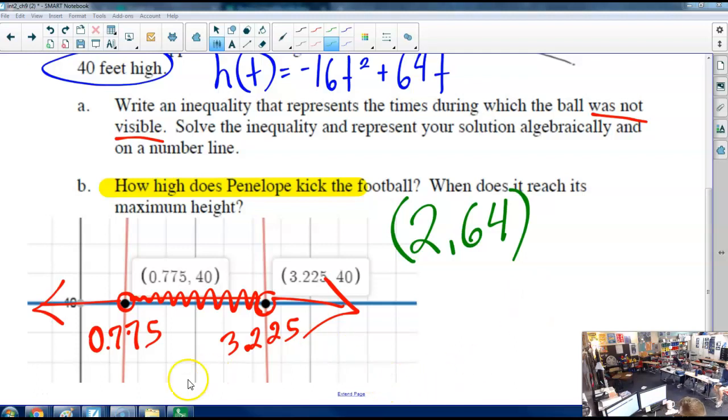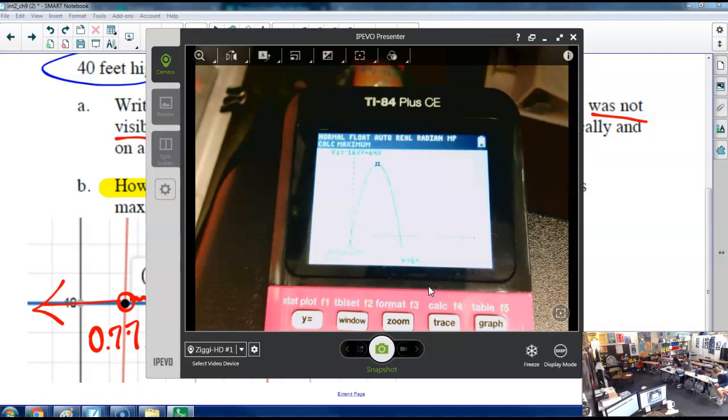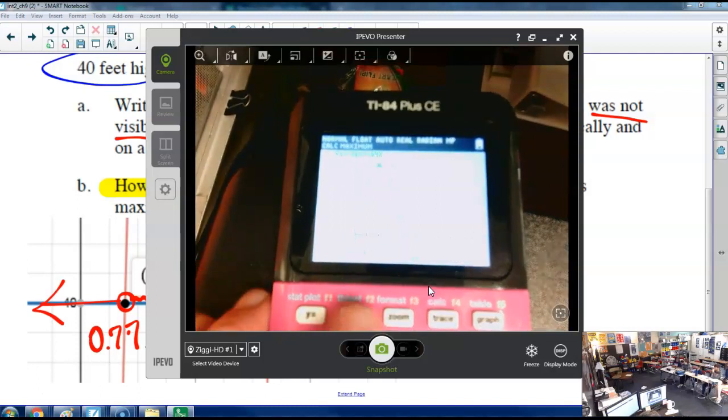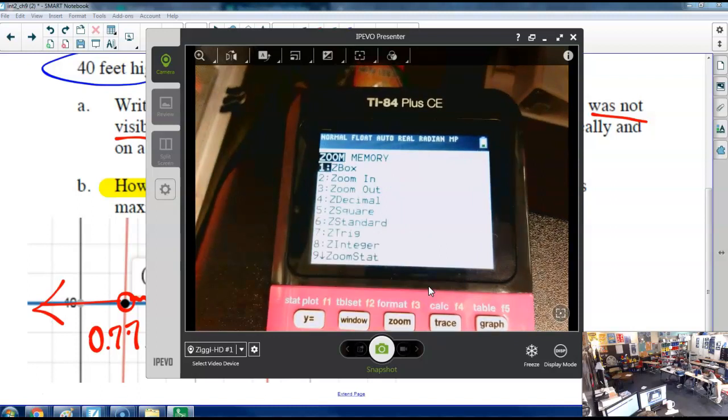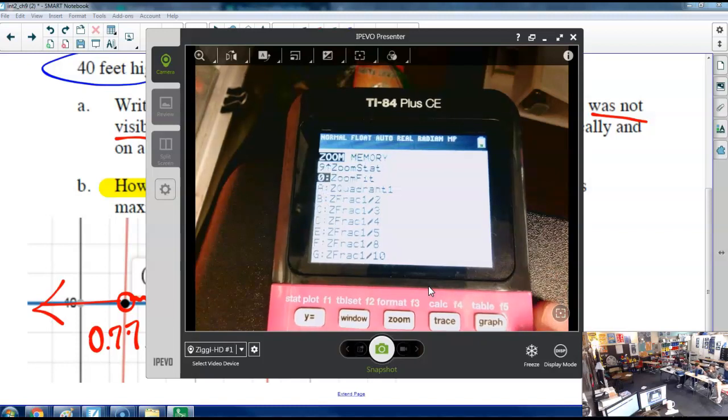Right, so to answer the question of is there a cheat? Yes, kind of. If you wanted to fix your window without actually fixing the window yourself, you could hit the zoom button, go all the way down to 0 and try zoom fit.